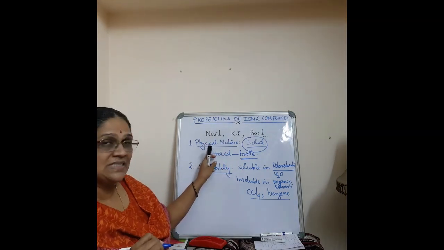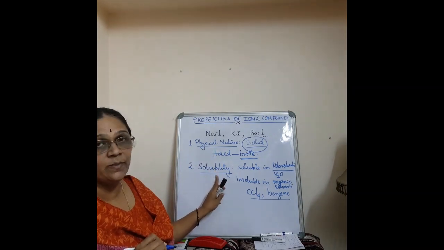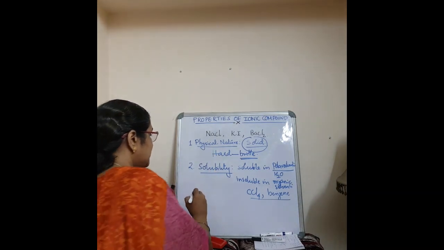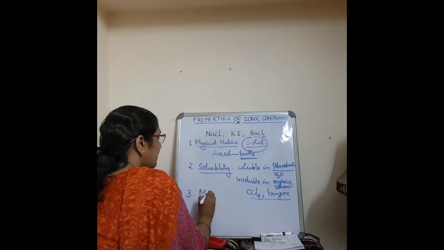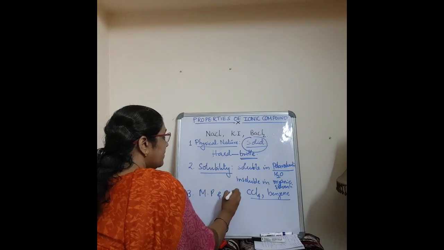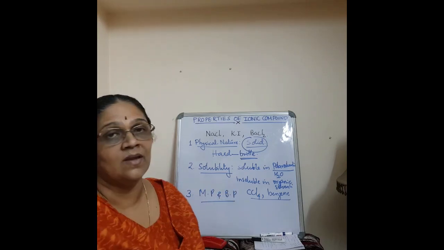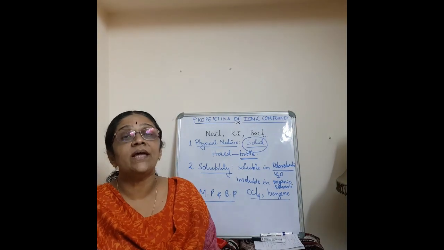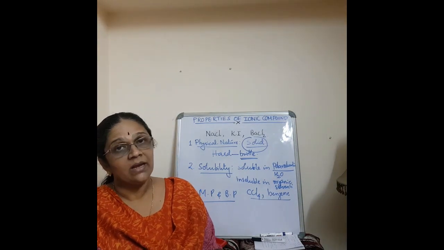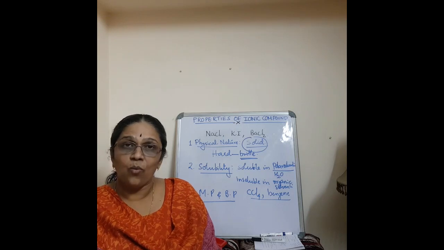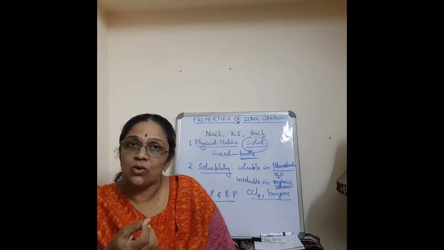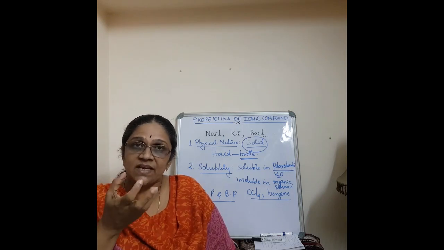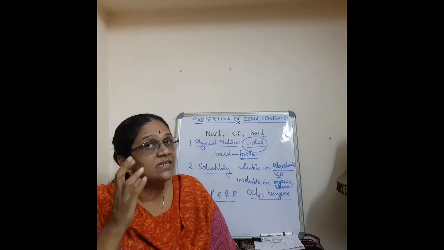First property was the physical nature, second is the solubility. Okay, now coming to the third property, the melting point and boiling point. Now what about the melting point and boiling point of an ionic compound? You know, when a compound melts, you give temperature, isn't it? The temperature is increased, then how does melting take place?